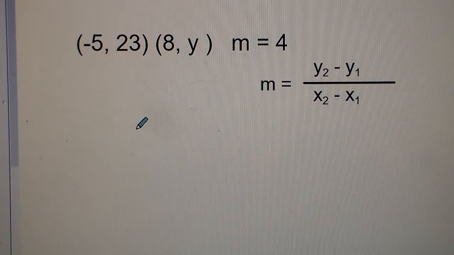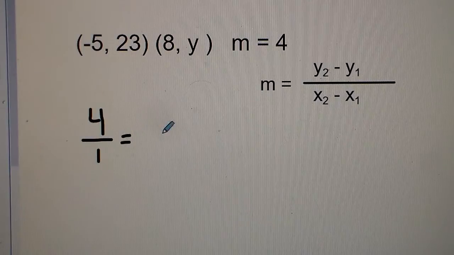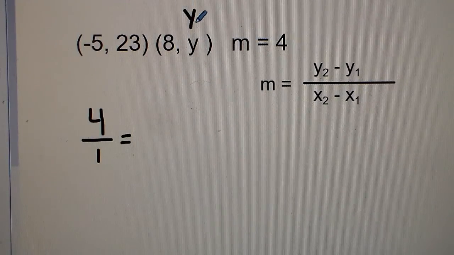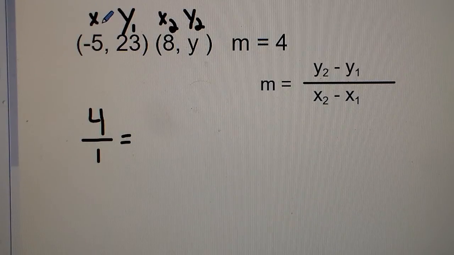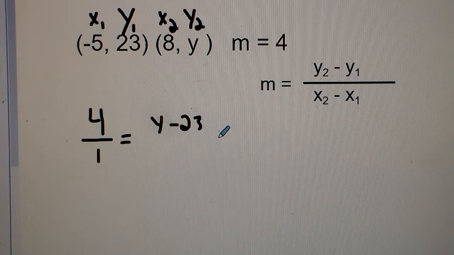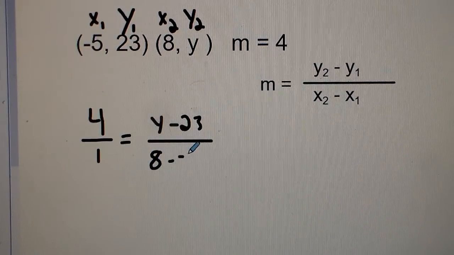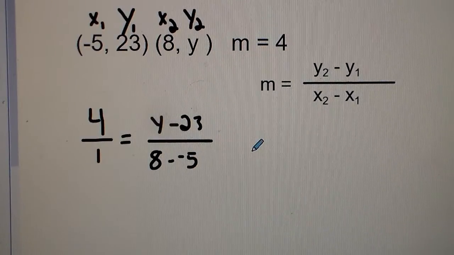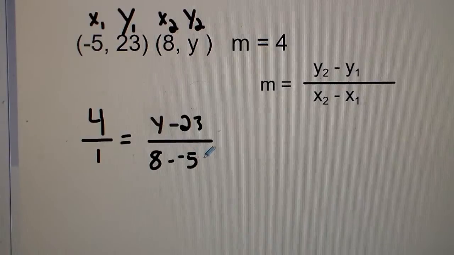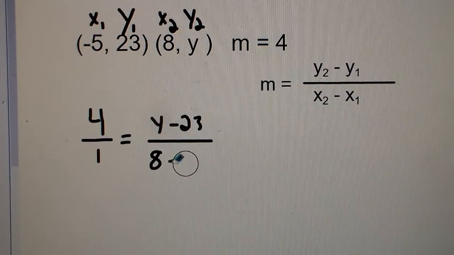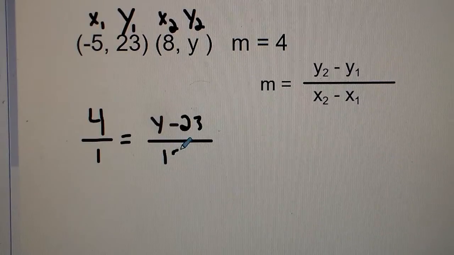We have the number 4. Now 4 is the same thing as 4 over 1, so I'm going to do 4 divided by 1 is equal to y2. Well, my y2 is this one. My y1 is here. My x2 is this guy. And my x1 is this. So y2, meaning y, minus y1 is minus 23 over 8 minus a -5. Eight minus a -5, that's really 13, because it's 8 plus 5. So that simplifies to 13.